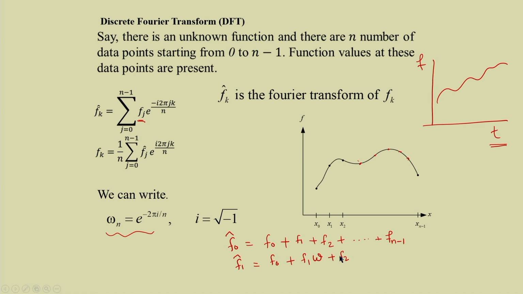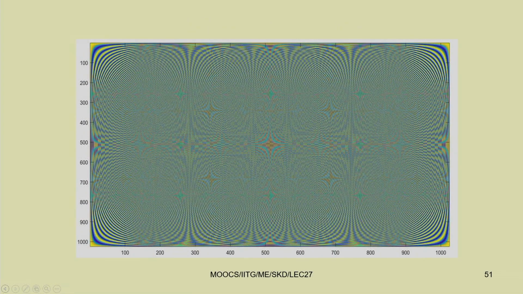Similarly, you can find f_2. For j equal to 2, this is f_2, and let us write e to the power what we are getting. We are getting e to the power minus i into 2 pi, now j becomes 2, k we have taken 1, so this is 1 by n, and this is 2, so we can write the square. So, this becomes omega_n square, so f_2 into omega_n square. Similarly, we can find f_3 into omega_n cube, and it will go on. This way we can find.